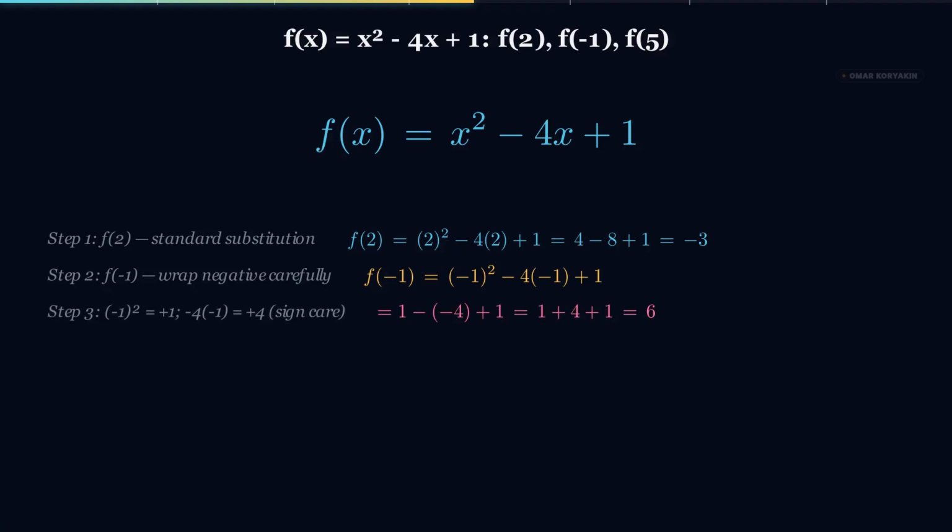Step 3. Evaluate f of 5. Substitute x equals 5 with parentheses. f of 5 equals the quantity 5 squared minus 4 times 5 plus 1. Compute 5 squared equals 25. 4 times 5 equals 20. 25 minus 20 plus 1 equals 6. So f of 5 equals 6.